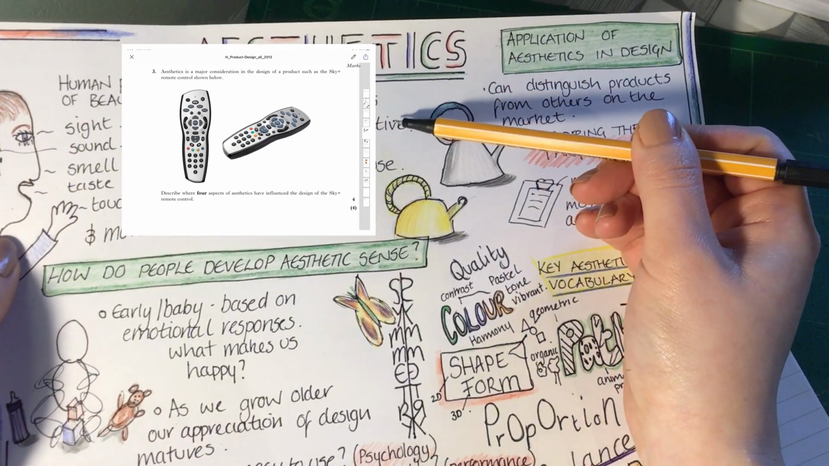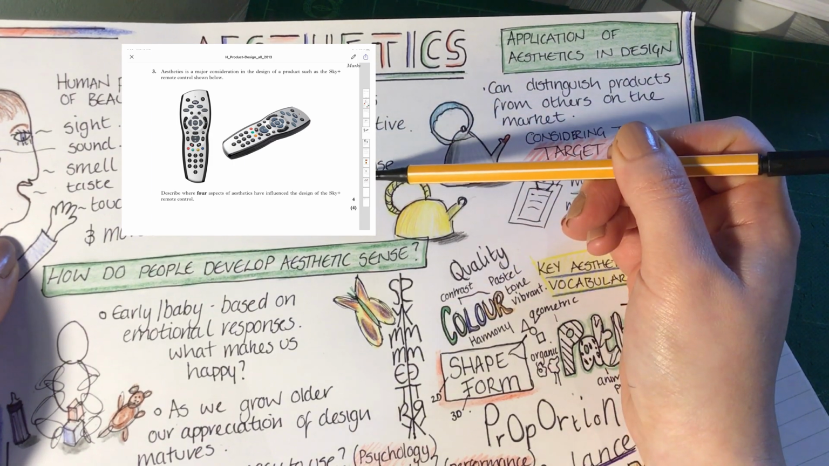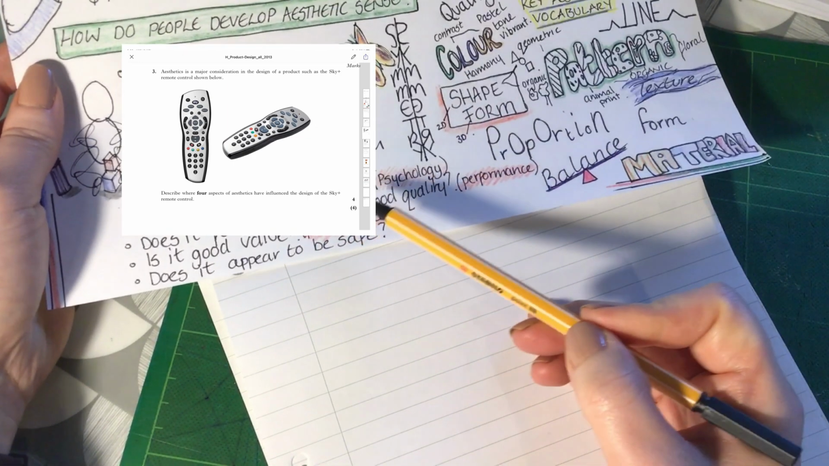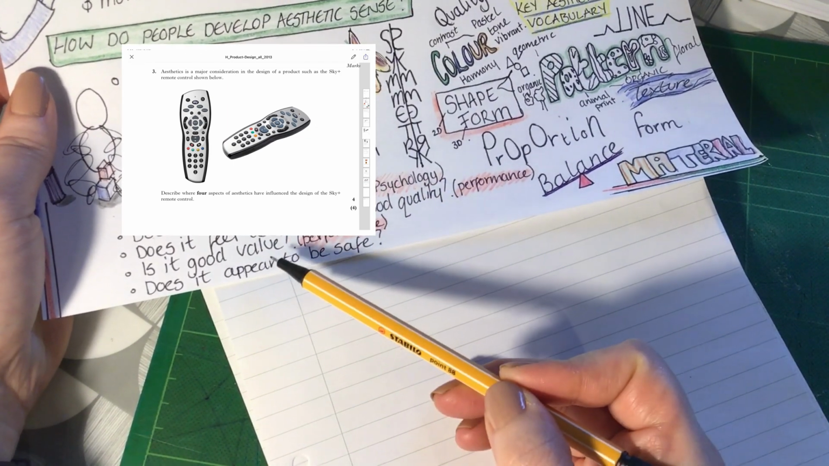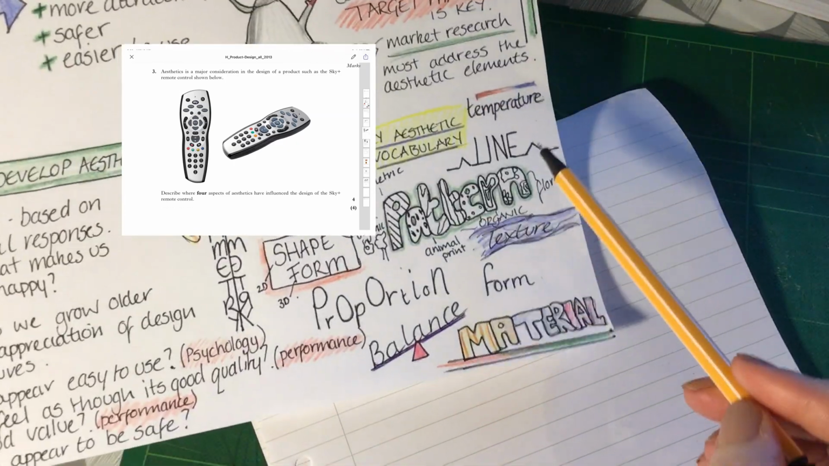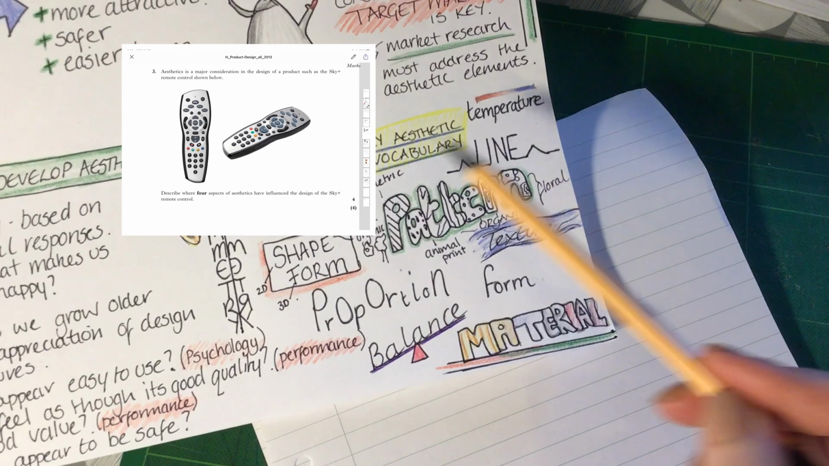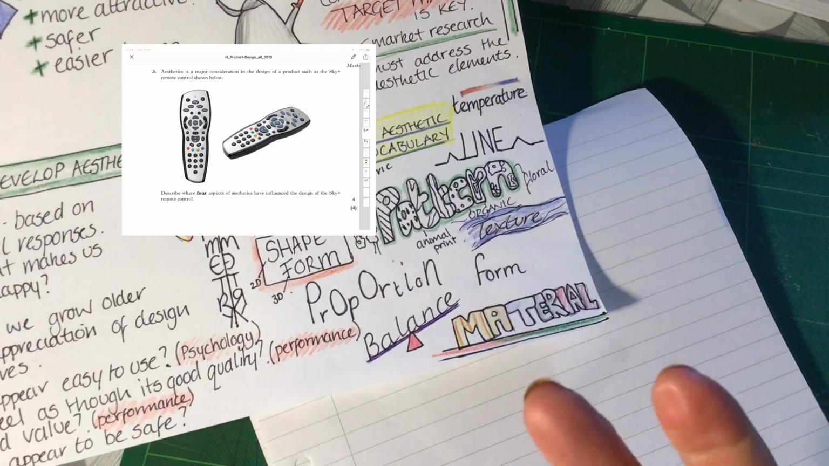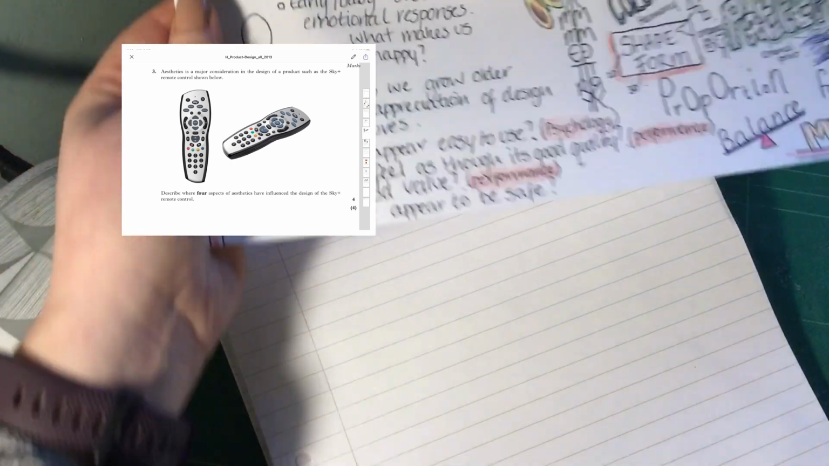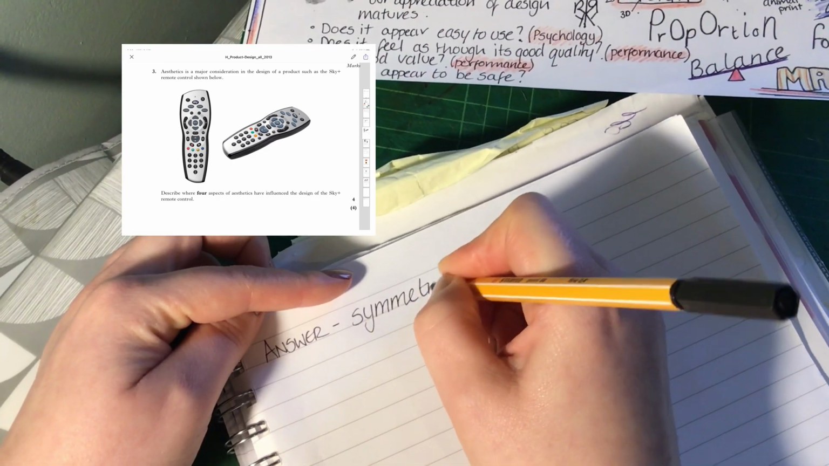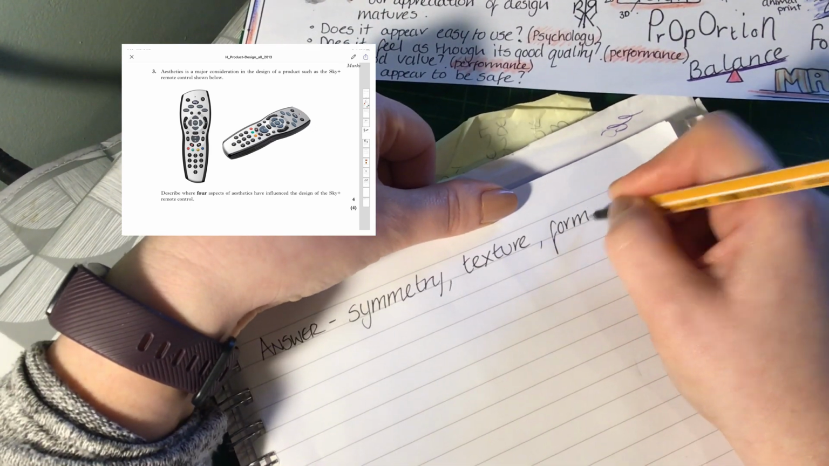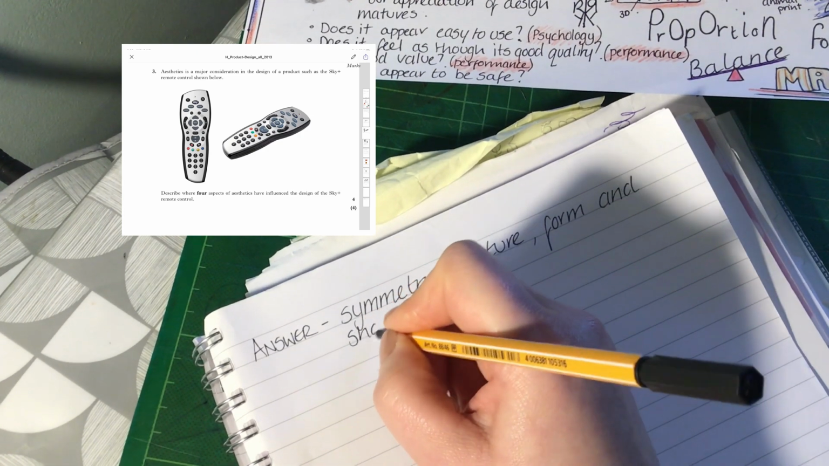So you'll remember that we said the key things that a designer is looking for is your product being attractive, safer and easier to use. So in my answer, I want to try and link those three things with the aesthetic vocabulary that I've mentioned. So this question asked me to describe 4 aspects of aesthetics that have influenced the design of the remote control. So I'm going to pick out 4 of my aesthetic terms, my aesthetic vocabulary to start me off.